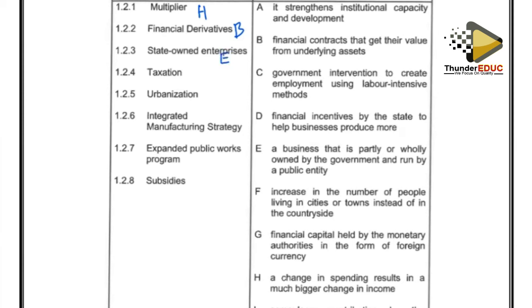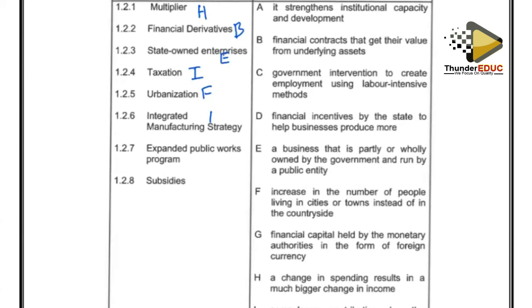Then we have taxation, 1.2.4. Our taxation in this regard is the compulsory contribution by the citizens of a country to the state, which is I. Then we have urbanization, 1.2.5. So for 1.2.5, we have what? Increased number of people living in cities and the like.